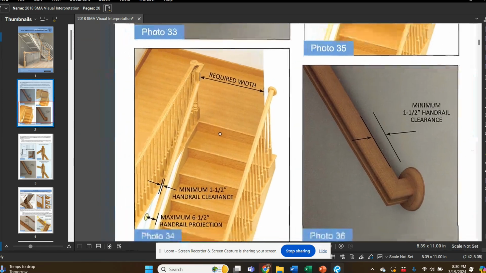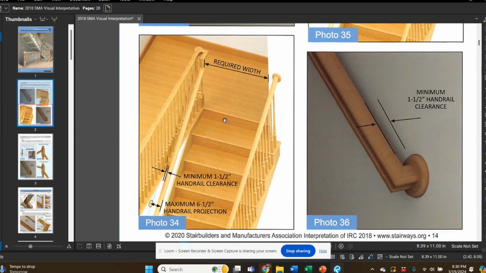So in the code, we sometimes use synonymously the word handrail and guardrail, but they're regulated differently in the code. In fact, the code never calls them guardrails. They just call them guards. So you can see here, this is a guard.